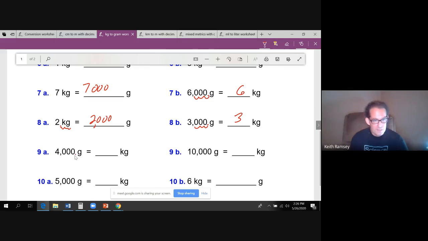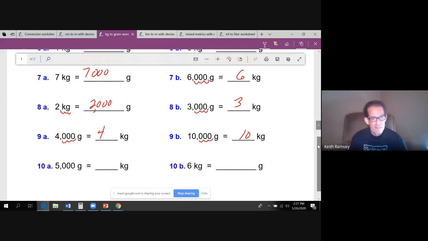Same thing with this one. 3 steps to the left. So this would become 4 kilograms. Okay. 3 steps, once, twice, 3 times, so this would be 10 kilograms or 10,000 grams. 5,000 grams would just be 5 kilograms. 6 kilograms would be 6,000 grams.